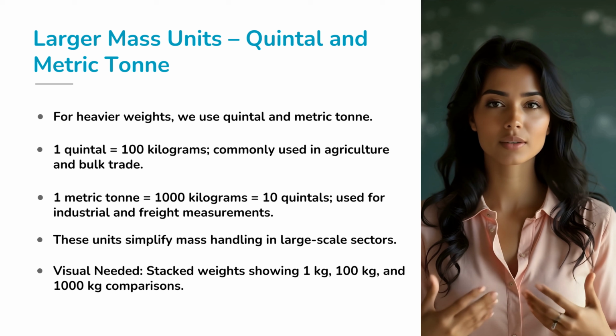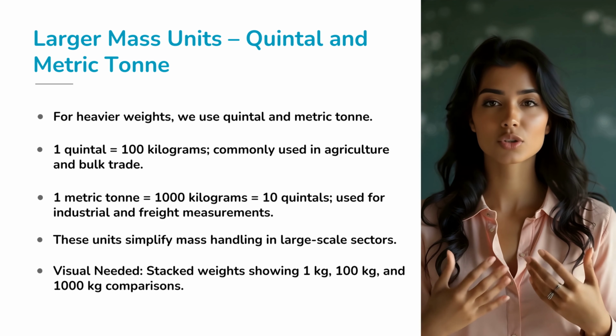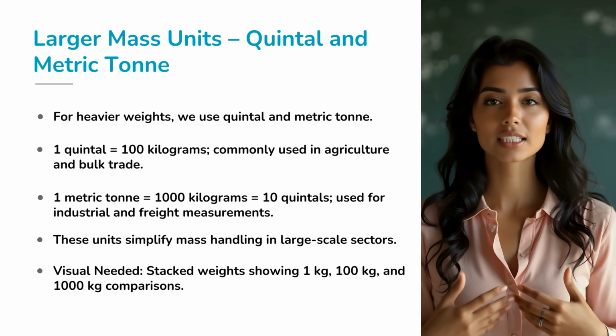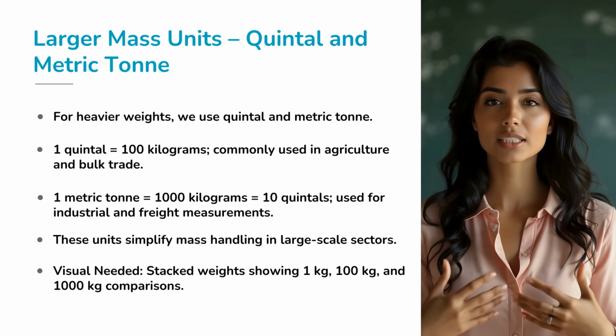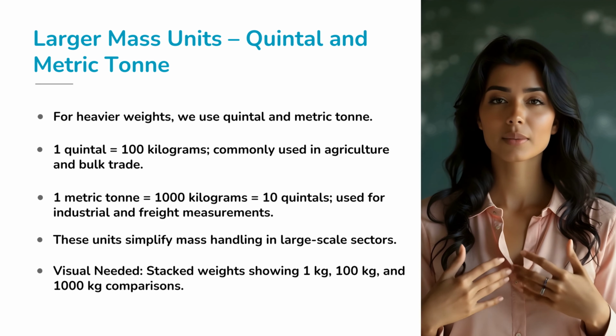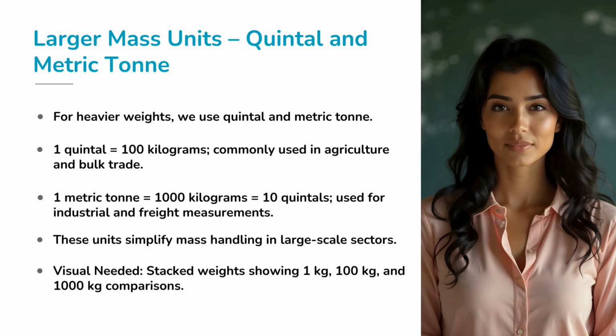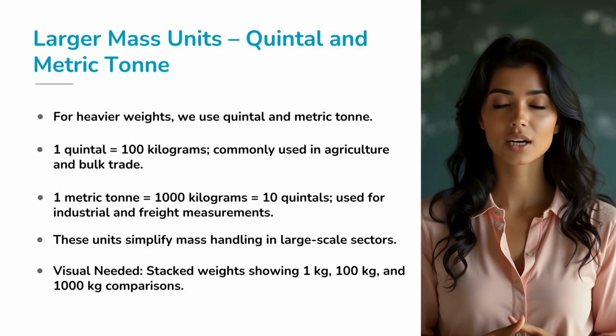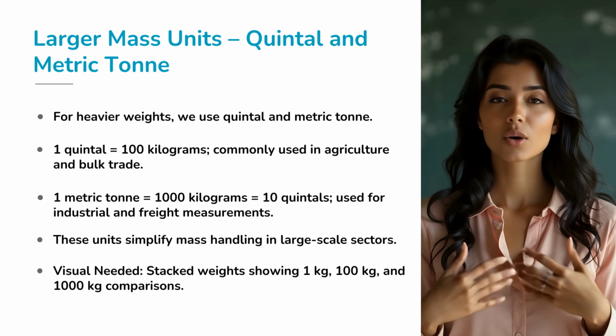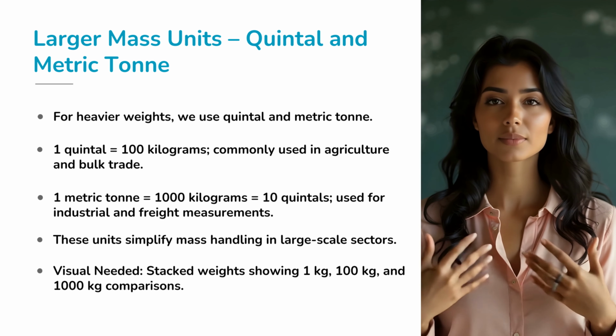On the flip side, when we are dealing with agricultural produce or industrial materials, kilograms can feel too small. That's why we use quintals and metric tons for large-scale mass. A quintal is equal to 100 kilograms, a common unit used in grain markets and warehouses. Even bigger is the metric ton, which equals 1,000 kilograms or 10 quintals.